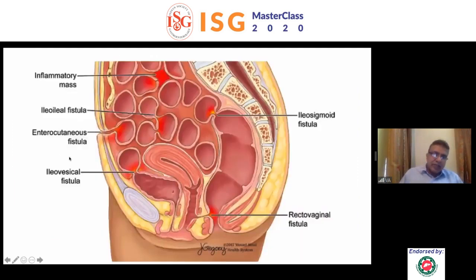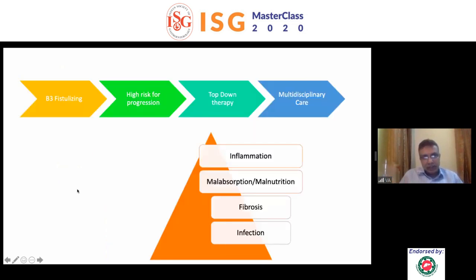Fistulizing disease is very difficult, but again, they form 5 to 10% of cases. In fact, if you add perianal, they form 20% of cases. Ileoanal fistulas, enterocutaneous fistulas, ileovesical fistulas. Let's go back to the checklist. What did our checklist tell us? Fistulizing disease, high risk for progression. You have to go for top-down therapy. You have to go for multidisciplinary care. The radiologist, the pathologist, the surgeon, very important.